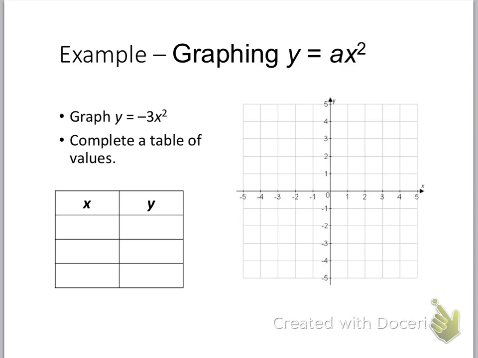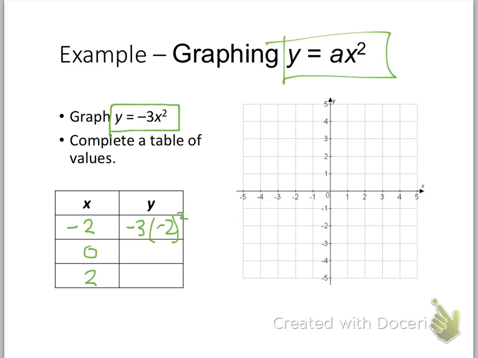Alright, so if I were to graph something of the format y equals ax squared, notice it doesn't have all the extra stuff that we normally have, bx and c. We're not dealing with any of that. Just the simplest part, y equals ax squared. So y equals negative 3x squared is what we're going to be graphing. Again, we're going to choose some values for x. Let's start with negative 2, 0, and 2. If I plug in negative 2 for x, and I square it, negative 2 squared is 4, times negative 3 is negative 12.